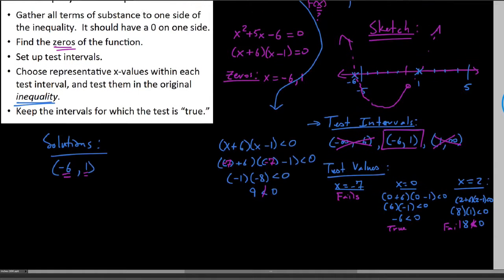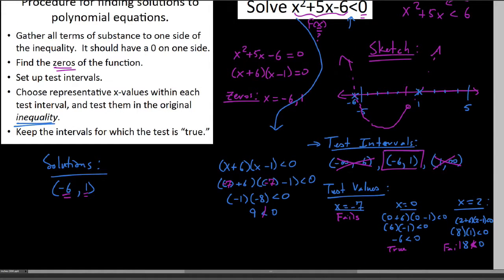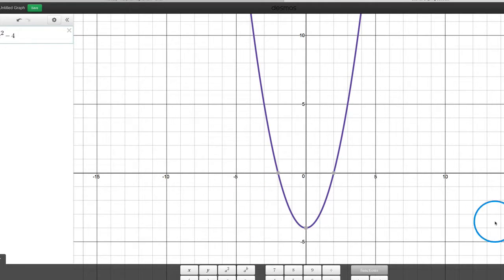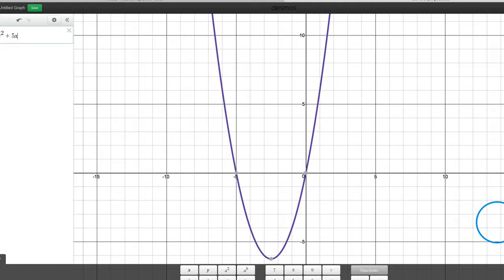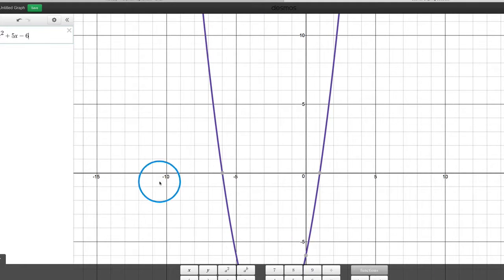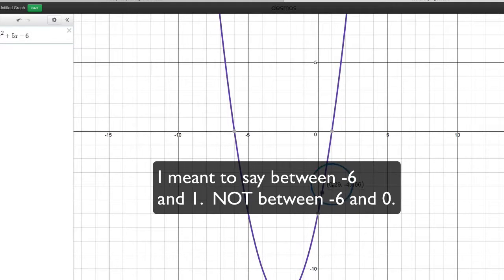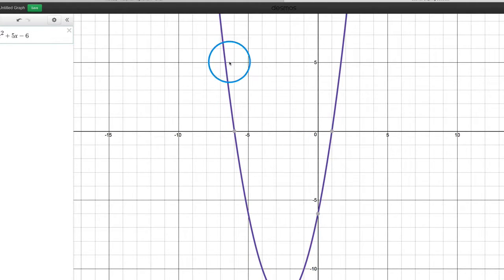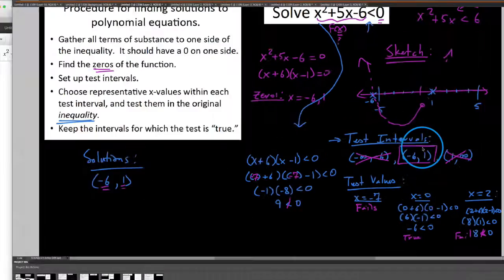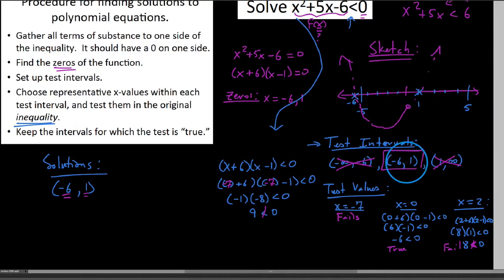Okay, so to look at this graphically, let's put this in, x squared plus 5x minus 6. We could see that our function is indeed having negative y values for all x values between -6 and 0, but we shouldn't include -6 and 0 because we said less than 0 and not less than or equal to 0. And you can see that clearly here we had positive y values on the outside. And so when we go look at our intervals here, that's why we discounted these two outer intervals and we kept the solution interval here.